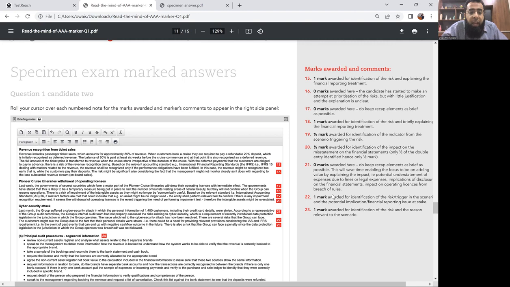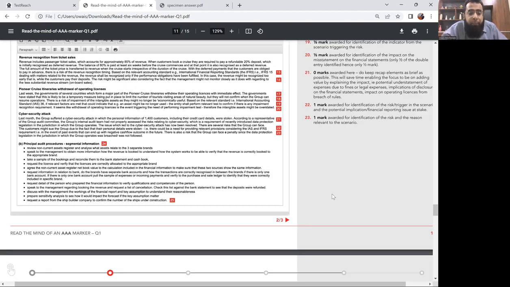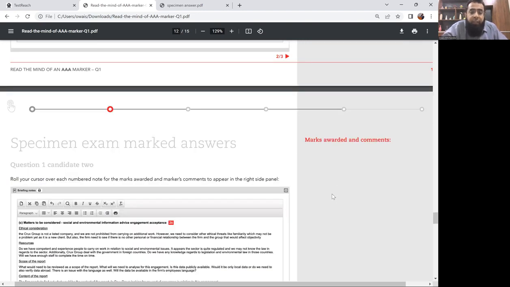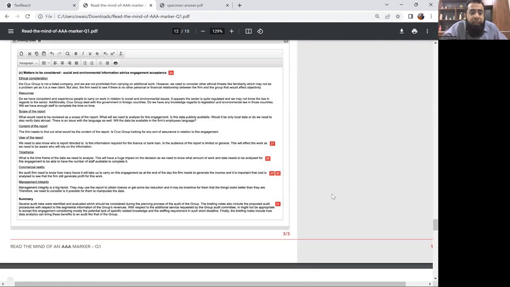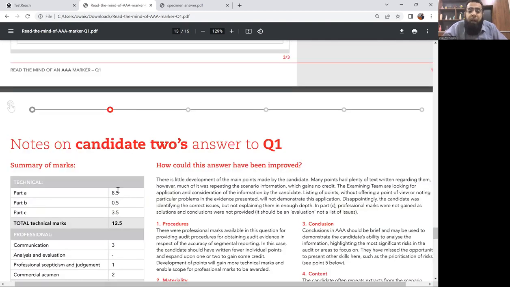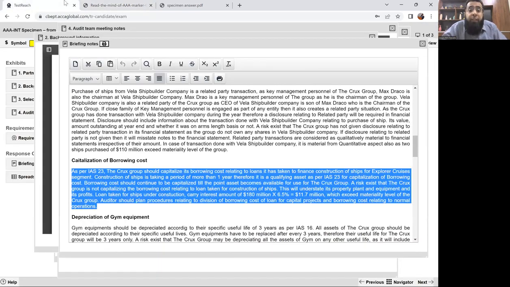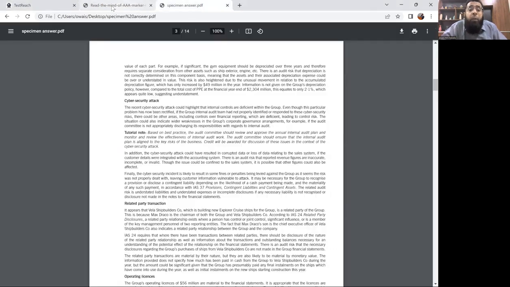So in part A, how many marks did he get, if we look at it? His marking of part A, he only got 8.5 marks, which is obviously a very low score. In part A there was a 25 marks requirement relating to audit risk. We looked at the candidate 1 answer, we looked at the examiner answer, and then we analyzed the answer of candidate 2.